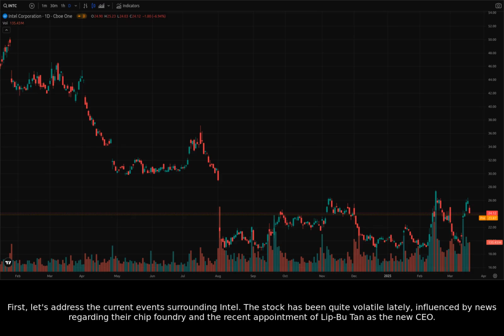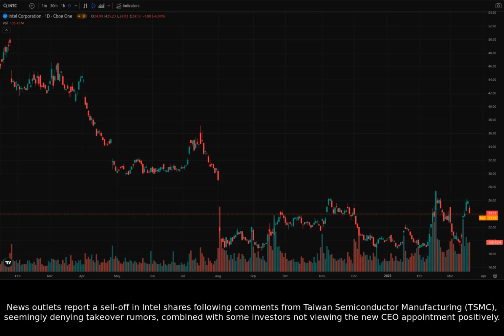The stock has been quite volatile lately, influenced by news regarding their chip foundry and the recent appointment of Lip-Bu Tan as the new CEO. News outlets report a sell-off in Intel shares following comments from Taiwan Semiconductor Manufacturing, TSMC, seemingly denying takeover rumors, combined with some investors not viewing the new CEO appointment positively.